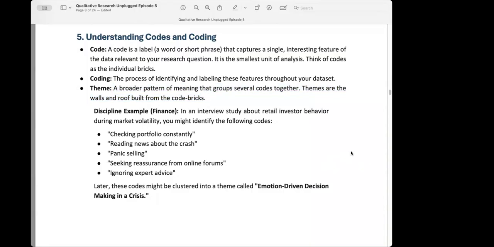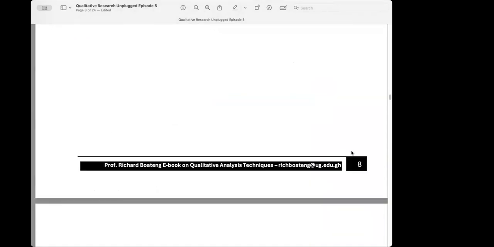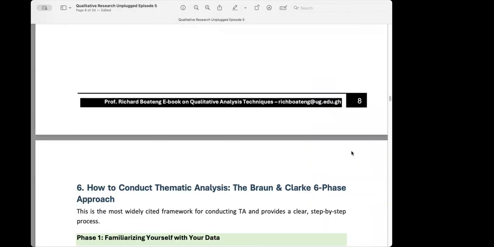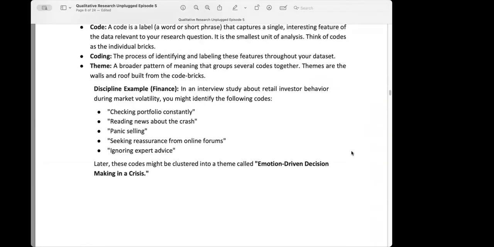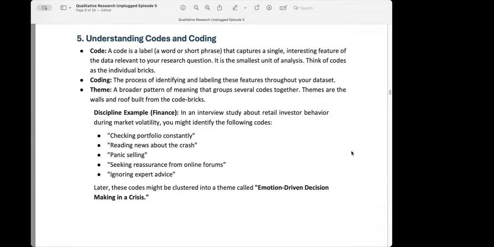It suggests how raw emotion, maybe fear or greed, seems to override rationality in investment decisions during these highly stressful times. It moves from what they did, the codes, to why they might have done it, and what it signifies about human behavior under pressure, the theme. That's the analytic leap we were talking about.